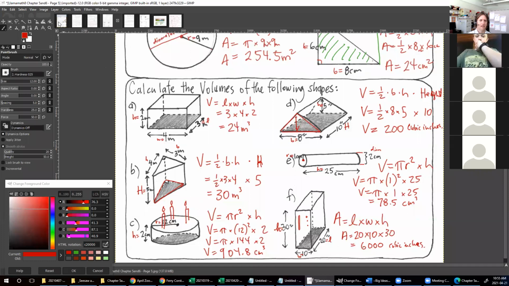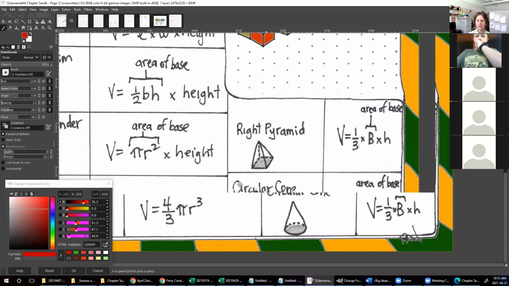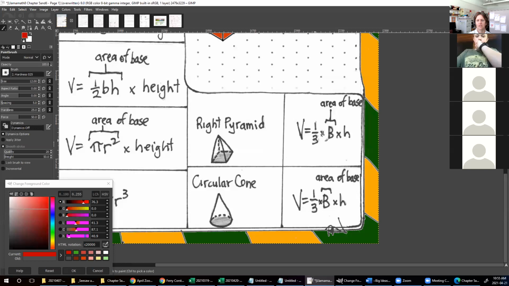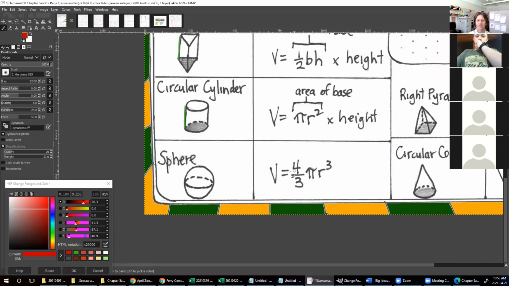Now, I don't have any examples for a right pyramid, which is the area of the base times the height times 1/3, or the circular cone. It's the same thing. It's weird that it works like that, but I love that about math. And I also have a sphere, but you know what? If given the radius of this sphere, you could replace the r with whatever the radius is and calculate this. This would be 4 times pi times r cubed divided by 3, or 4 divided by 3 times pi times r cubed.